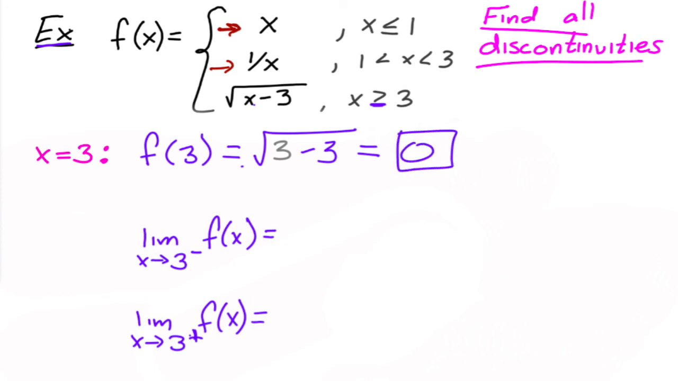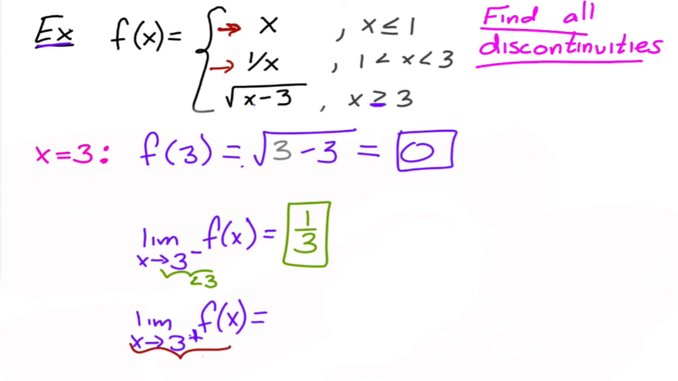Okay, now the limit as x approaches 3 from the left, that means that I'm going to use values that are less than 3, but close to 3. So that means I have to use this one right here. So this would be 1 over 3. So you can already see that it's not going to be continuous. But let's find this one so that we can make sure what kind of discontinuity it is.